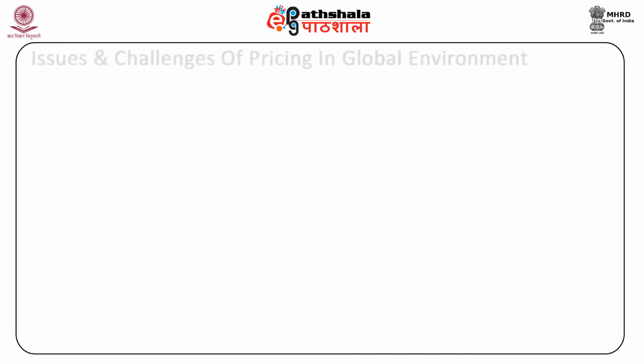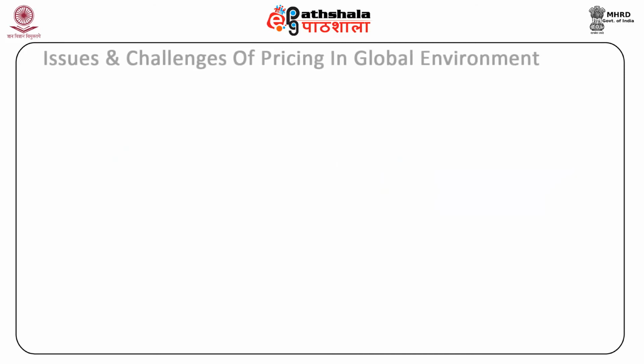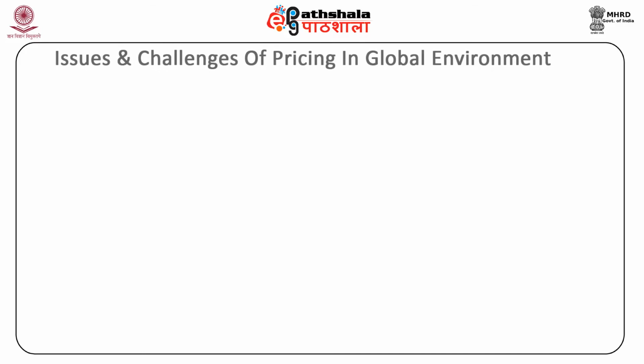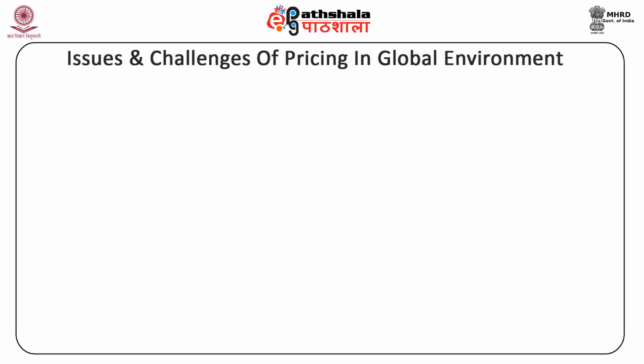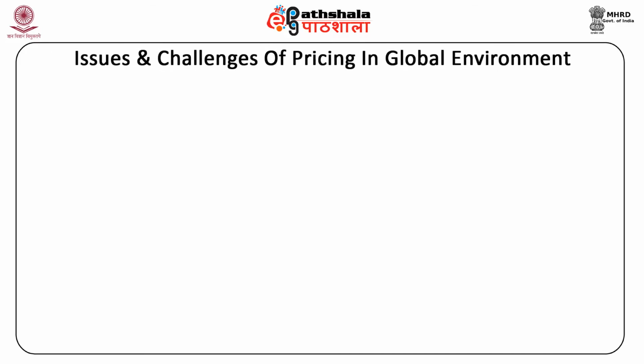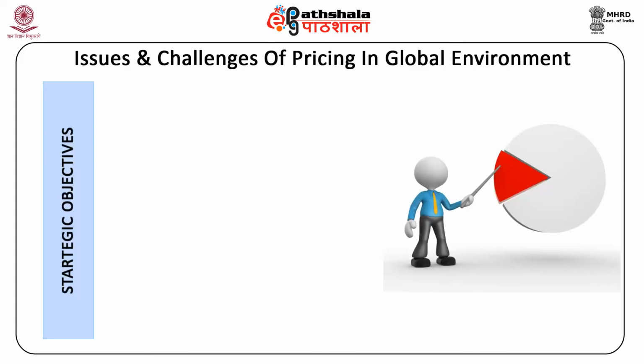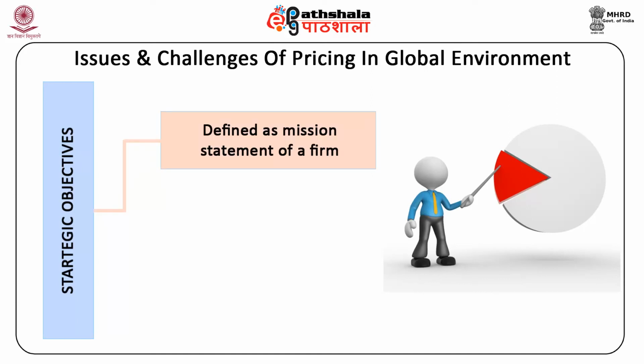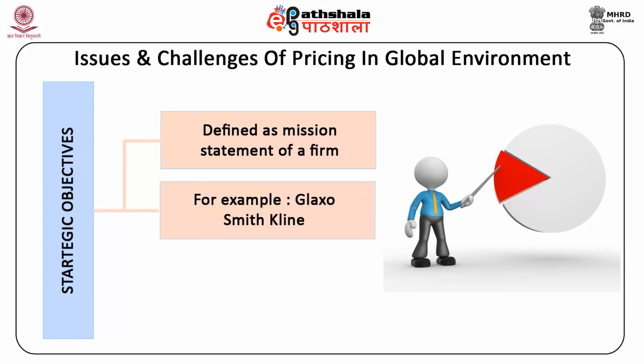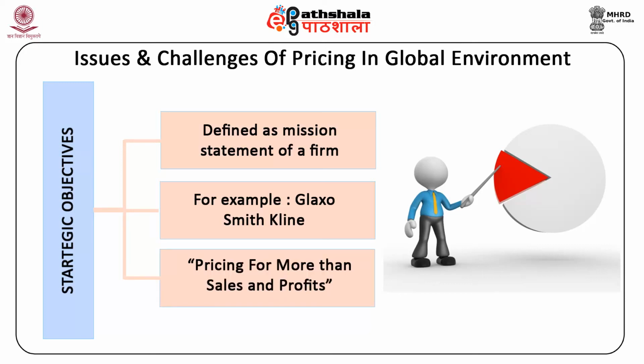Let us now analyze both internal and external factors in detail. We will begin with internal factors. First internal factor is strategic objectives. Strategic objective is described as a mission statement of a firm. For example, the mission statement of GLAXOSMITHKLINE is pricing for more than sales and profits.